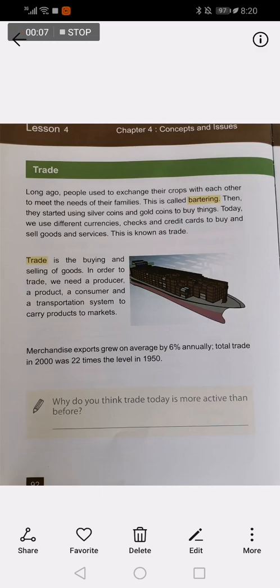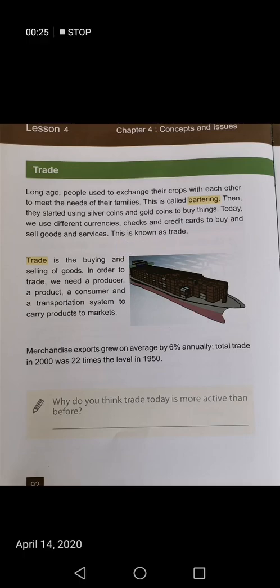Long ago, people used to exchange their crops with each other to meet the needs of their families. This is called bartering. Then they started using silver coins and gold coins to buy things. Today we use different currencies. Currencies means money. Checks and credit cards are used to buy and sell goods and services. This is known as trade.